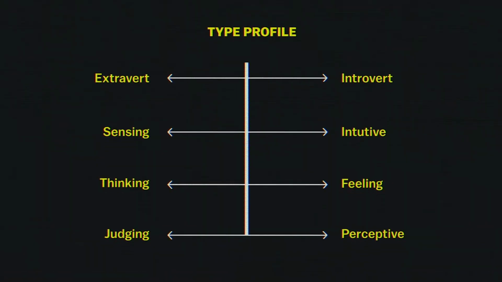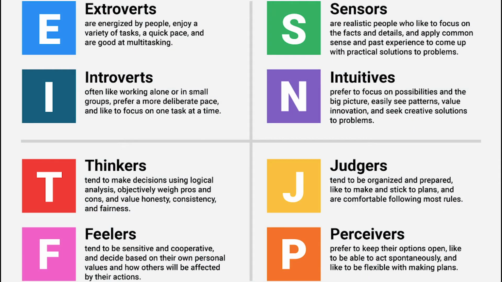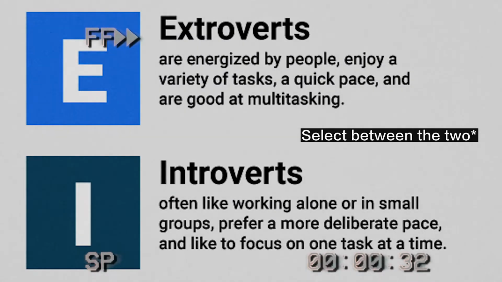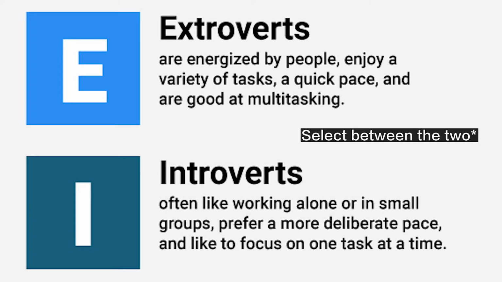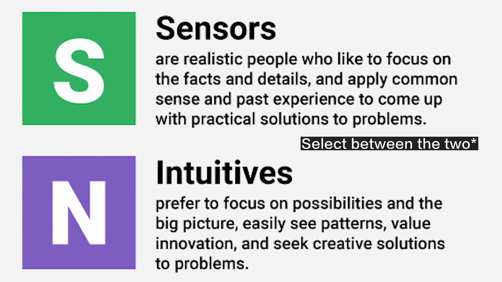It provides you with a glimpse into your strengths and weaknesses with a 4-letter code. Each letter represents a facet of your personality with 2 possible preferences. Let's do a quick test to see what your 4 letters are. First 2 letters, E and I. E stands for extroverts. They're energized by people, enjoy a variety of tasks, a quick pace, and get good at multitasking. I stands for introverts. They often like working alone or in small groups, prefer a more deliberate pace, and like to focus on one task at a time.